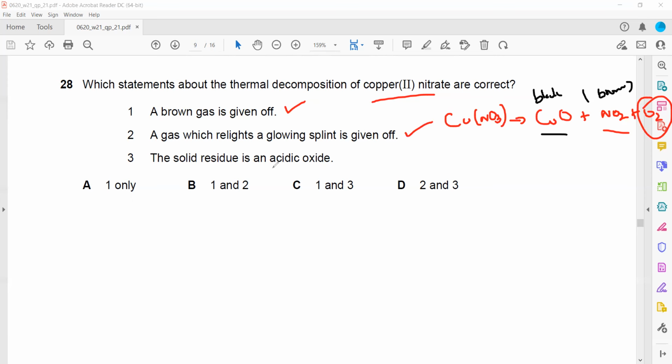The solid residue is an acidic oxide. That is wrong because it's a metal oxide. A metal oxide cannot be acidic. Either it will be basic or amphoteric. So statement 1 and statement 2 are the correct statements. So a metal oxide can be basic or amphoteric, and a non-metal oxide can be acidic or neutral.